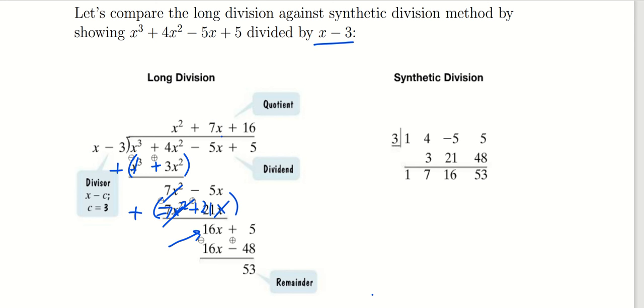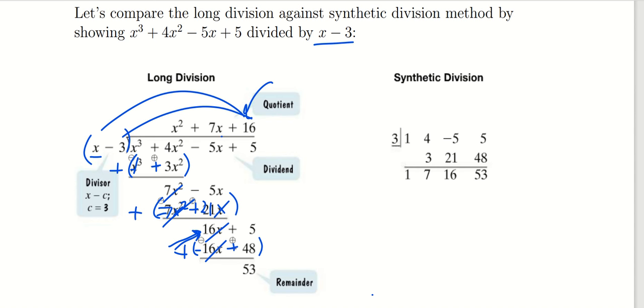We repeat. What do we need to multiply x by in order to get 16x? Well, that answer is going to be 16. We do 16 times our divisor. 16 times x is 16x. 16 times negative 3 is negative 48. We again subtract that line. To subtract, change it to addition of the opposite. The 16x and the negative 16x cancel. 5 plus 48 will leave us with 53, which is the remainder.